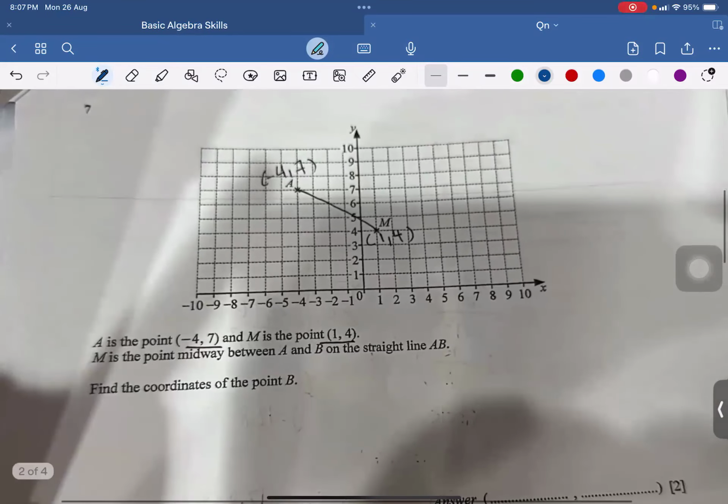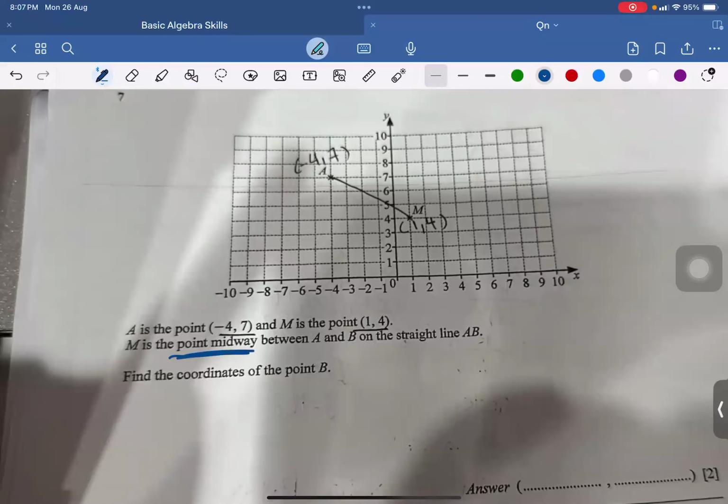This one, they say that M is a midpoint. That means it's in the middle, right?